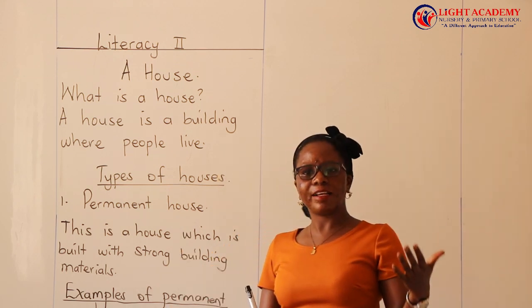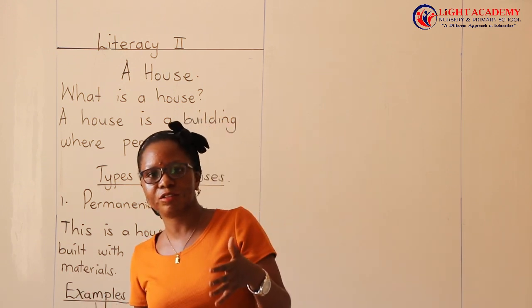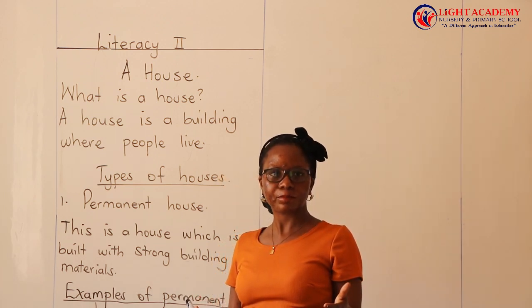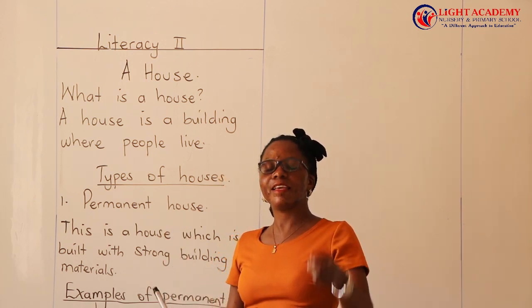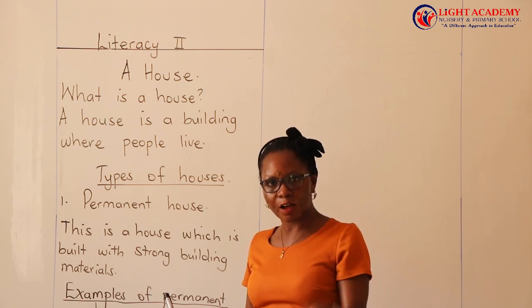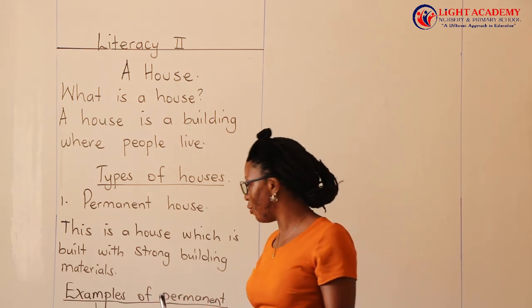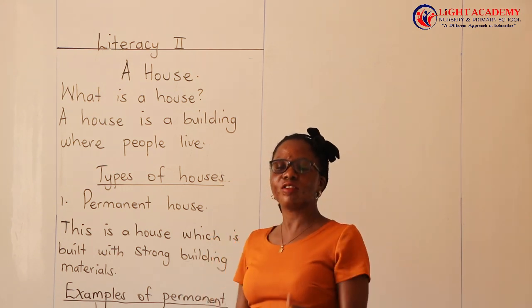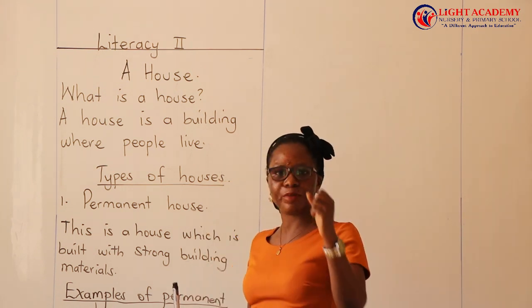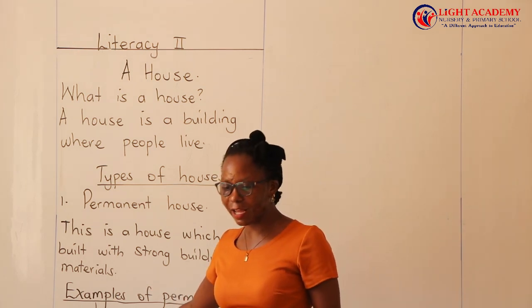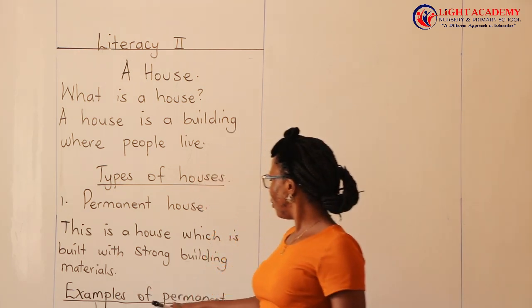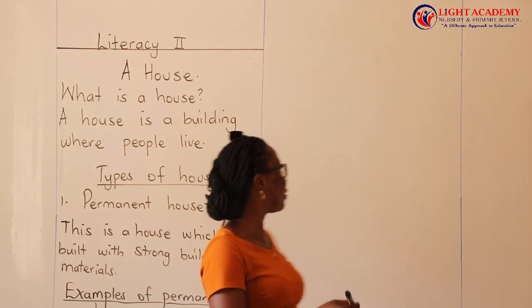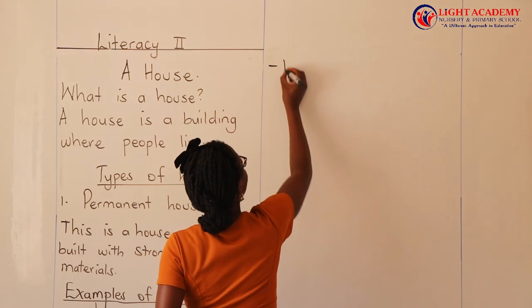Let's look at some examples of the materials that are used to build the flat. For example, we have blocks. Blocks are strong. They can build a strong house, and this house can last for a very long time. We have sand, we have cement. Those are the strong building materials that can be used to build houses like a flat. Now, when we are looking at examples of the permanent houses, we have a flat, and then number two, we have a bungalow.